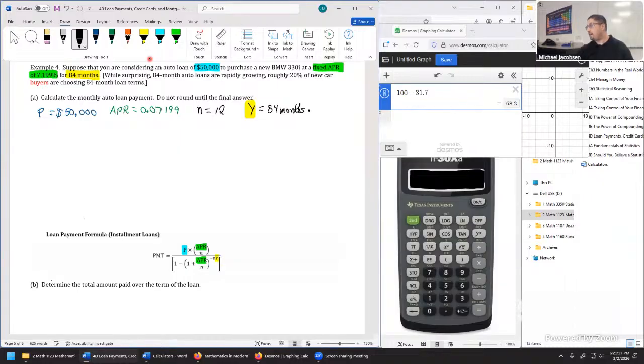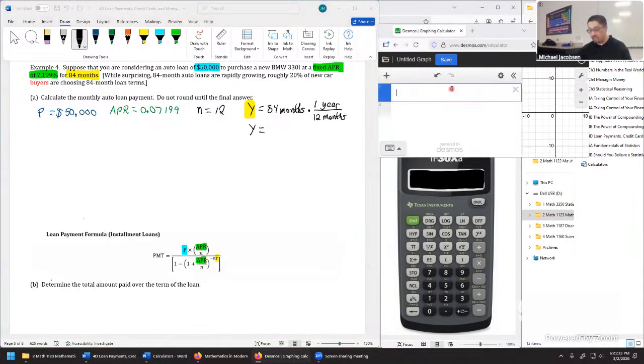Then multiply that by 12 months for each year. And now we'll have the term length after doing that conversion. So let's take 84 divided by 12. You might have already done that. This one is a 7-year loan. And even longer terms for auto loans are starting to come out. But this one is the rapidly growing one, the 7-year loan.